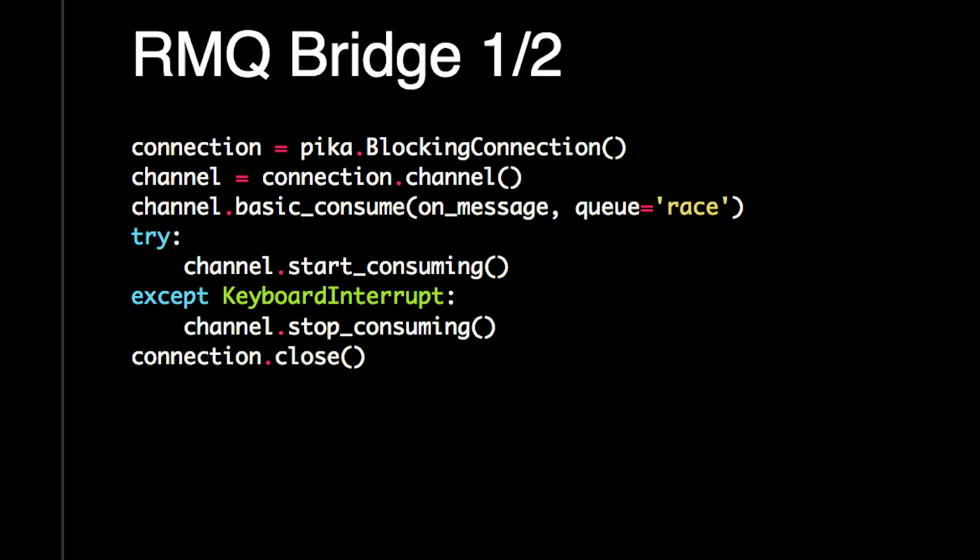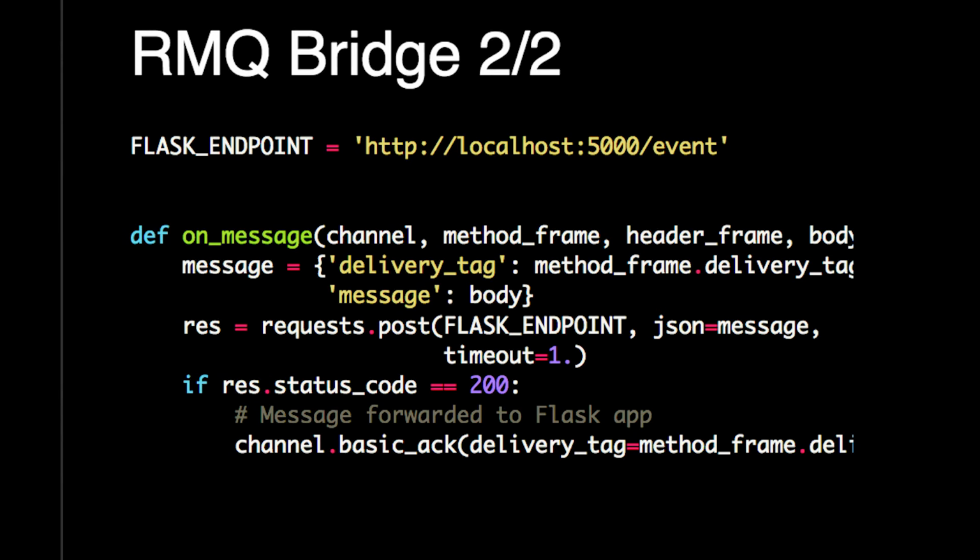So the bridge, that's the other side of RabbitMQ here. I'm just creating a connection that will consume the incoming messages in the queue race. And every time a message appears here, I'm going to call the onMessage function. The onMessage function in this example will simply relay the RabbitMQ message to a Flask application. I really like to do it this way because it means I can grow this little script to do specific stuff depending on my needs.